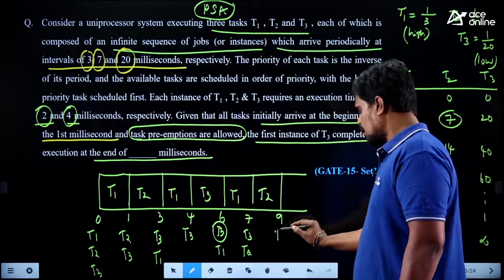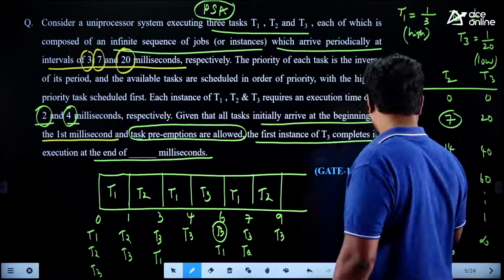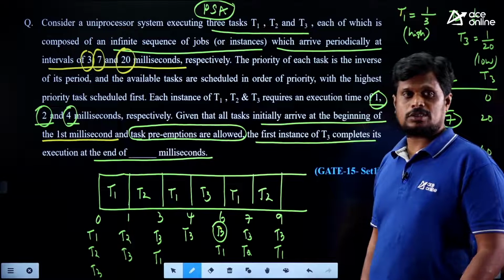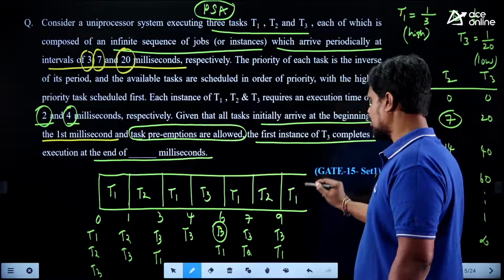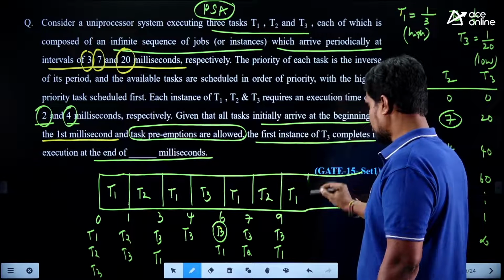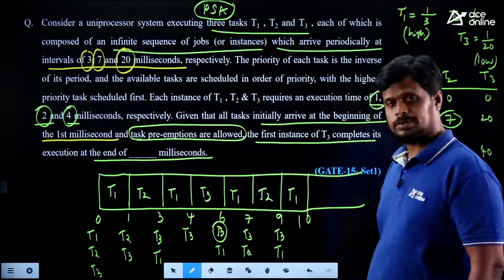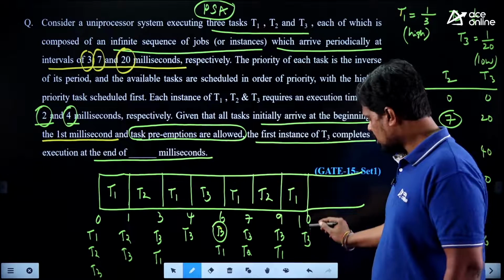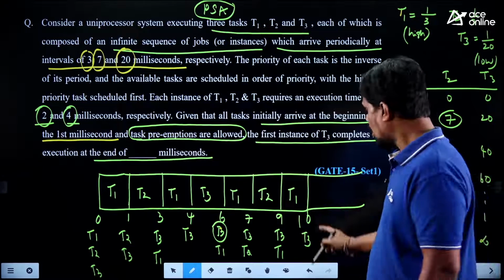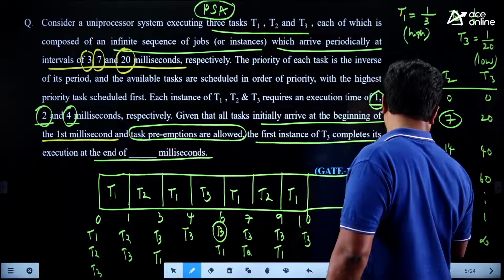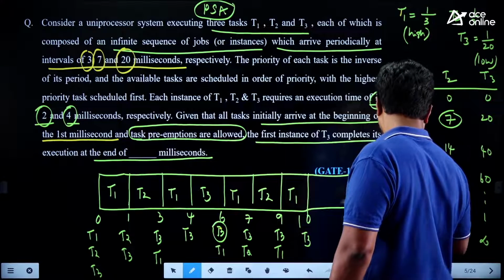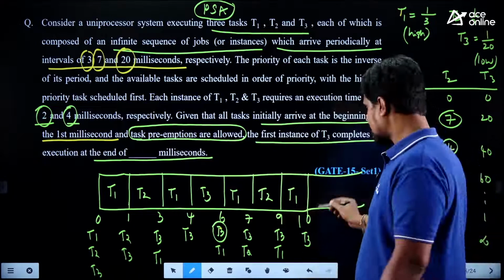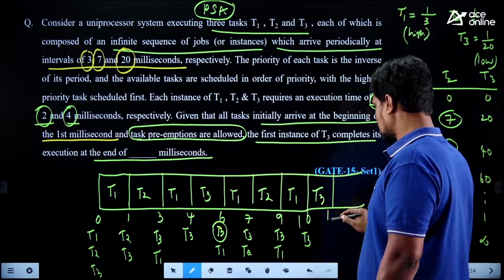By 9, T3 is there in the ready queue, and by 9, T1 is arriving again. Among T3 and T1, T1 has the high priority, so T1 will get the CPU. This is going to be executed till 10. By 10, in the ready queue we have only T3. Now by 10, T1 is not coming, because T1 can come back into the ready queue at 12, and T2 can come back at 14. So by 10, no one else is there. It means T3 will start its execution till 12.